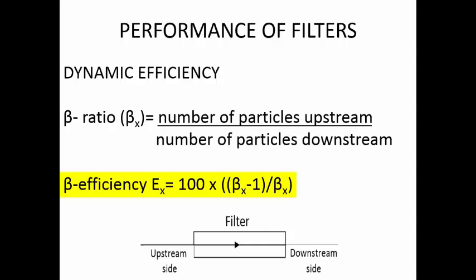Now the efficiency of the filter, that is beta efficiency, is given by (beta x minus 1) divided by beta x, where beta x is called the beta ratio. Now what is this beta ratio? Beta ratio is the ratio of the number of particles on the upstream side of the filter to the number of particles on the downstream side of the filter.